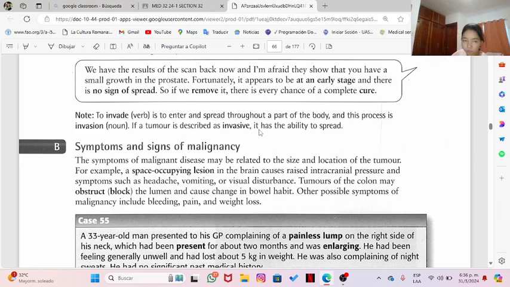Note: to invade, verb, is to enter and spread through a part of the body, and this process is invasion. Now, if a tumor is described as invasive, it has the ability to spread.